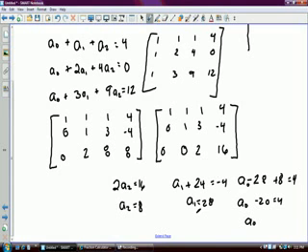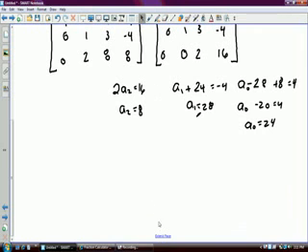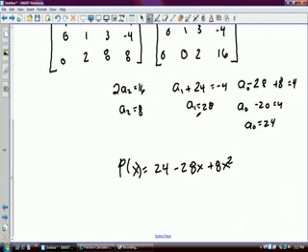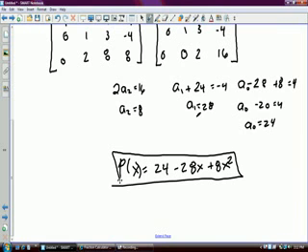So A0 is 24, which means our polynomial, which is kind of what they wanted in the end anyway, is going to be 24 minus 28x plus 8x squared. There's your parabola that goes through the points. So that's not too bad. You can kind of see how, because I'll do one more of those.